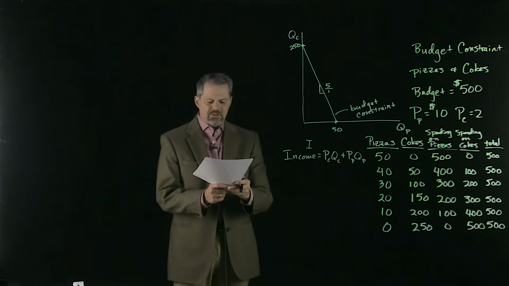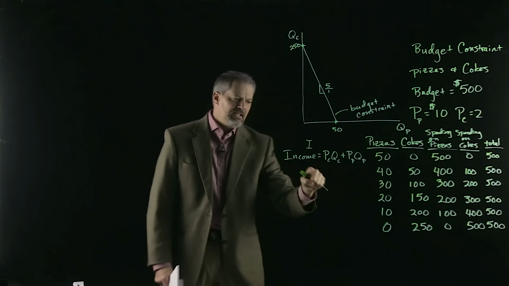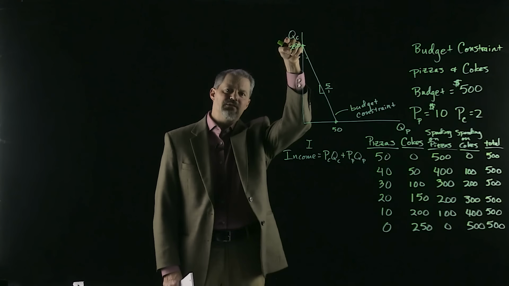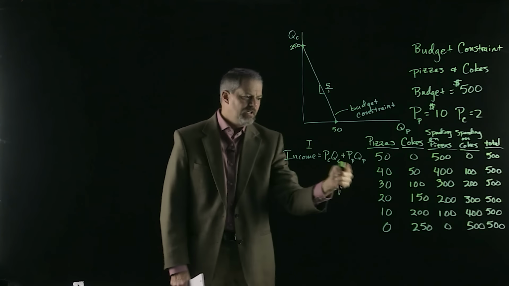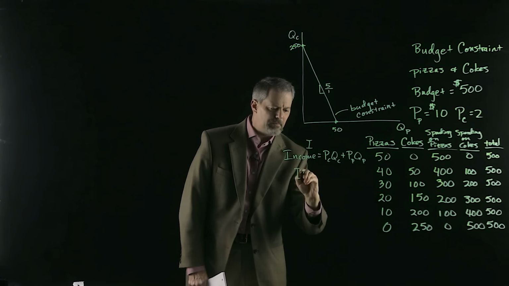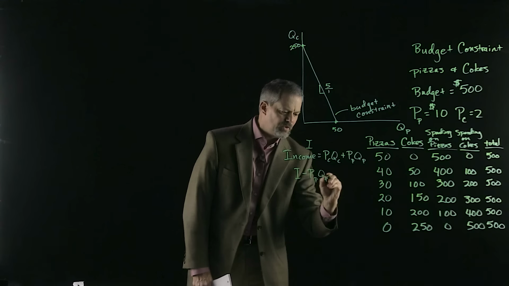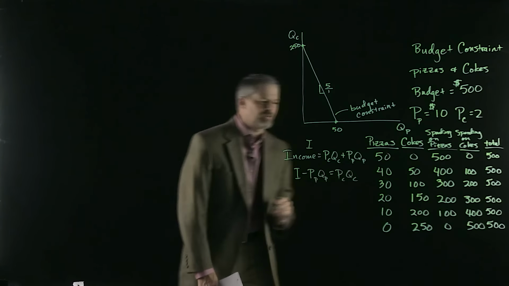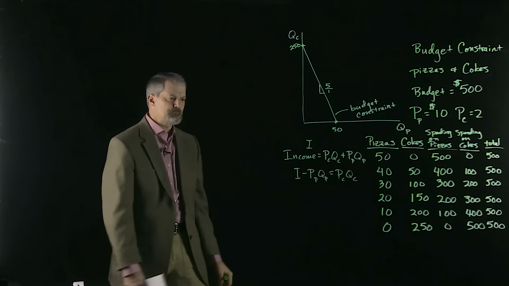Now, here's what I'm going to do. I'm going to solve this. I want to graph this thing. If I want to graph it, I need to solve for the thing that I've got on the vertical axis right up there. I need to solve for the quantity of Cokes. So I'm going to move this to the other side. I'm going to have income minus the price of pizzas multiplied by the quantity of pizzas is equal to the price of Cokes multiplied by the quantity of Cokes.